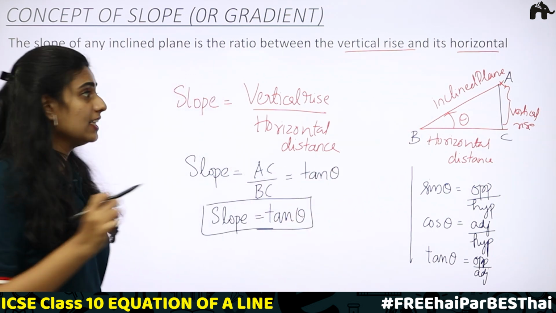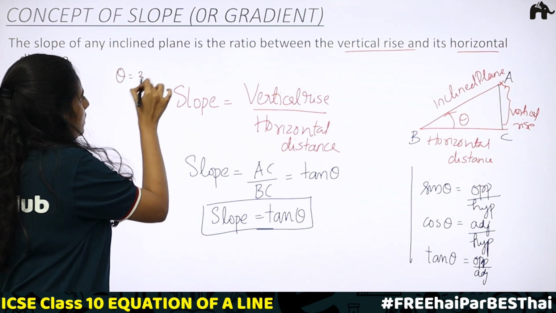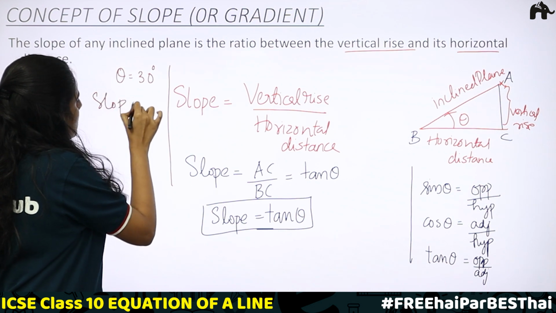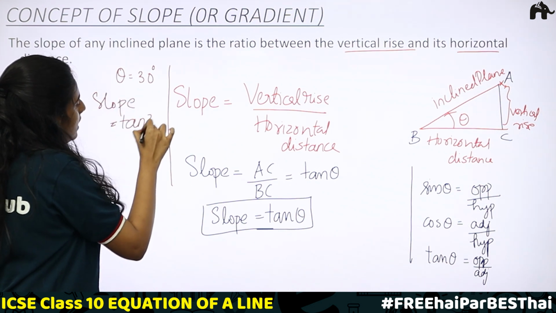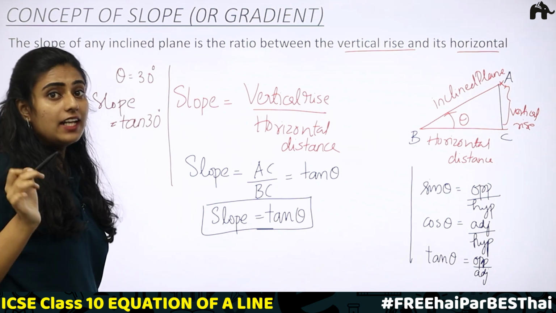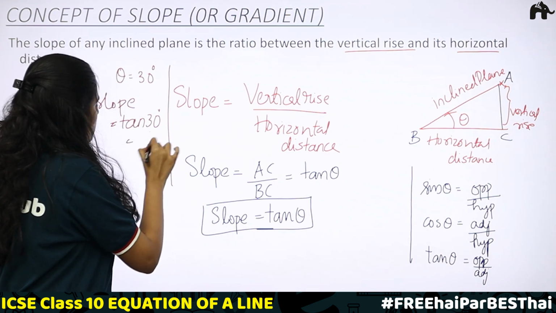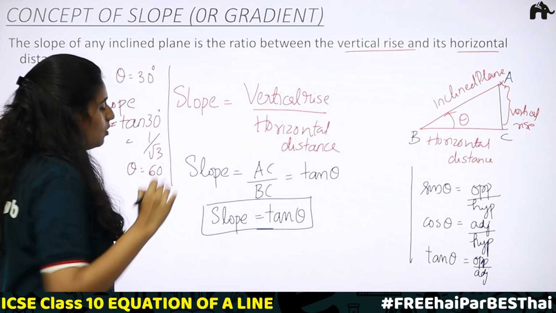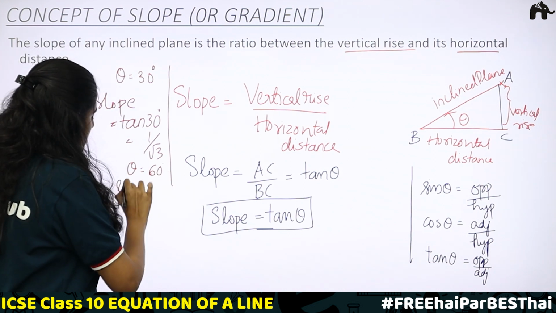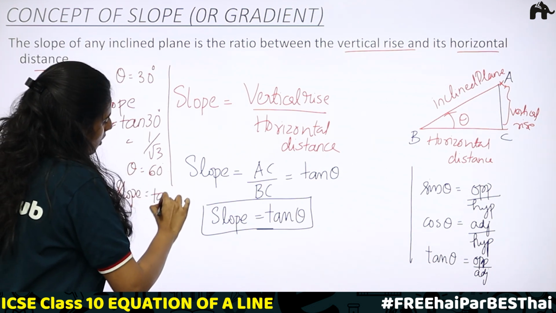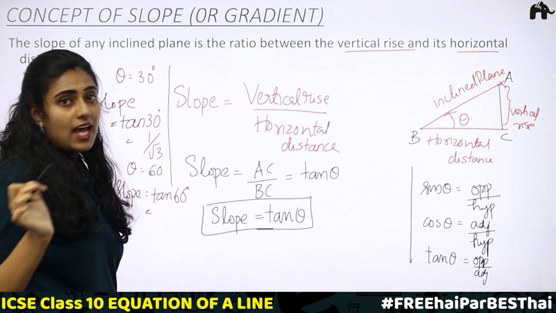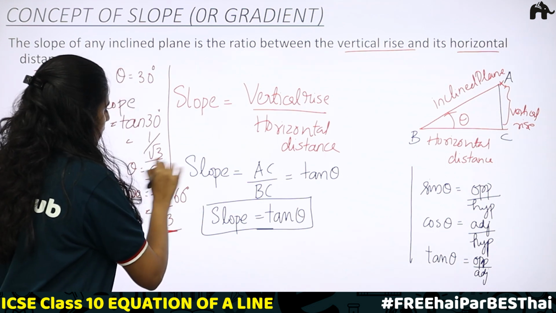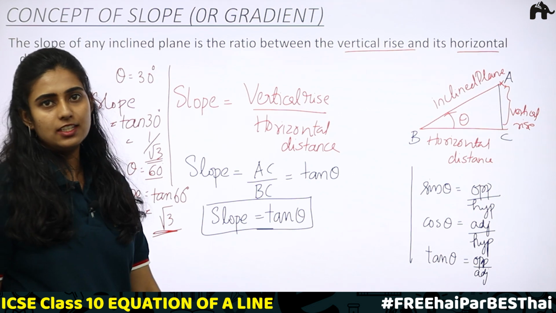Understood? If this angle theta is 30 degree, then what is the slope? Slope is equal to tan of 30 degree. What is the value of tan 30 degree? Tan 30 degree is 1 by root 3. If theta is equal to 60 degree, we get slope is equal to tan of 60 degree. What is the value of tan 60 degree? Tan 60 degree is root 3. This is how you can find the slope using the inclination theta.